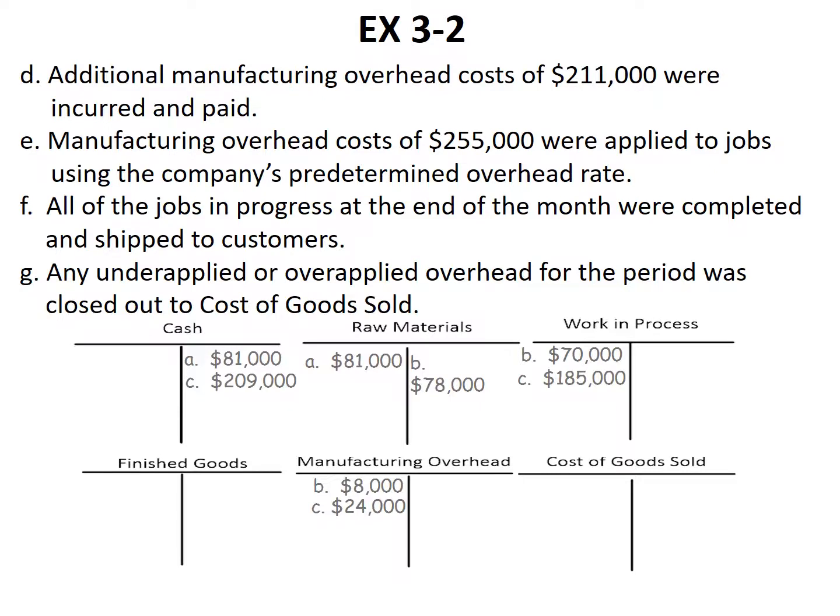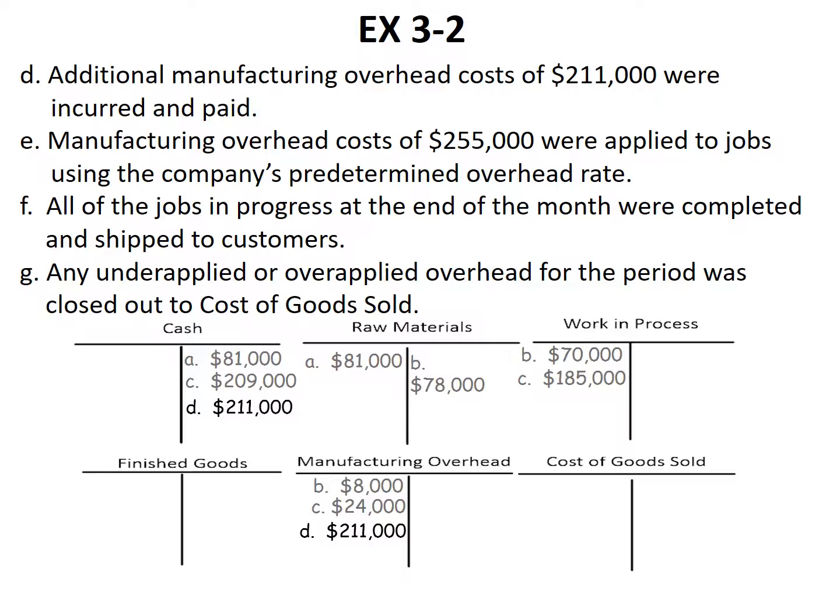Now let's take a look at the last four transactions of this problem. Let's take a look at transaction D. Additional manufacturing overhead costs, in other words, indirect costs, of $211,000 were incurred and paid. Paid, of course, indicates that these costs were paid in cash. So let's make the journal entry. We debit manufacturing overhead in the amount of $211,000, and we credit cash for $211,000.